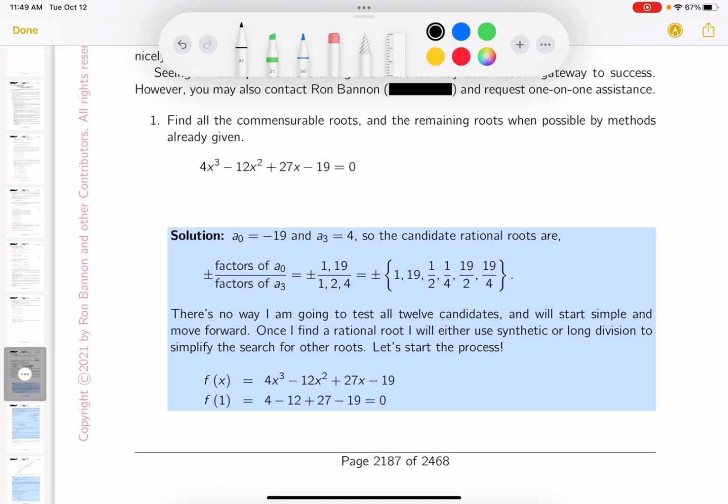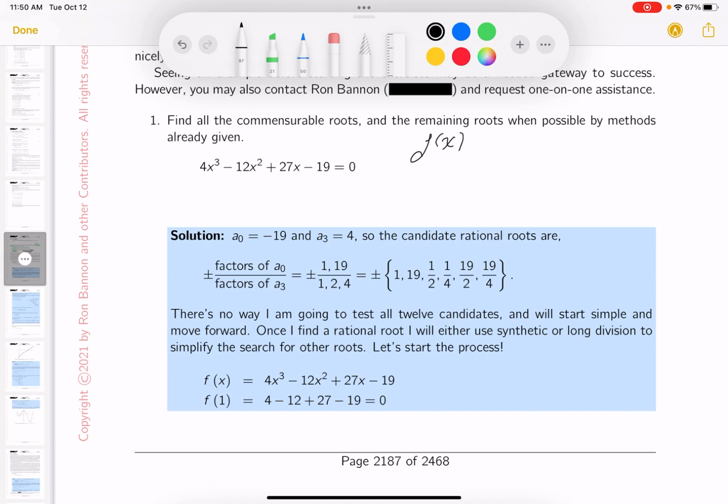So what I want to do is look at this problem over here, and I know they say commensurable roots. So I'm looking for what's called a rational root, and that's a ratio of integers. I'm going to write this down in stages for you. So f of x is a polynomial with integer coefficients, 4x cubed minus 12x squared plus 27x minus 19. And what I'm going to say is there are candidates for roots of this problem.